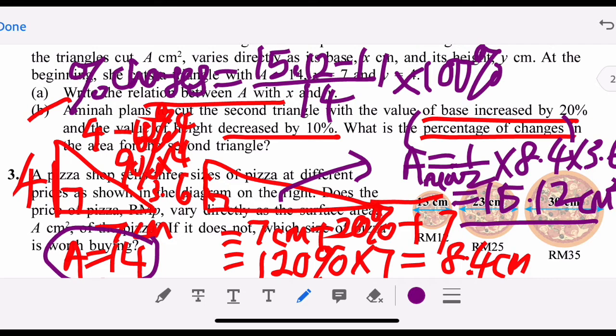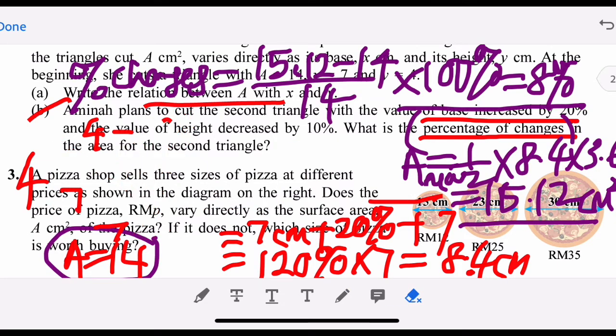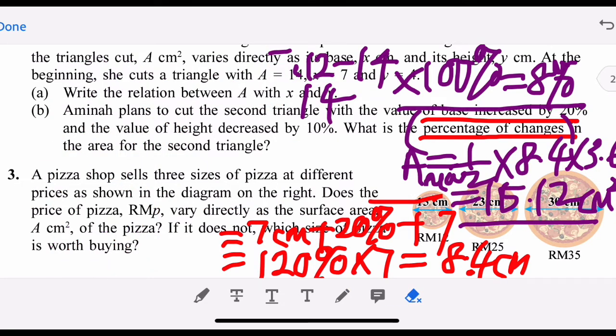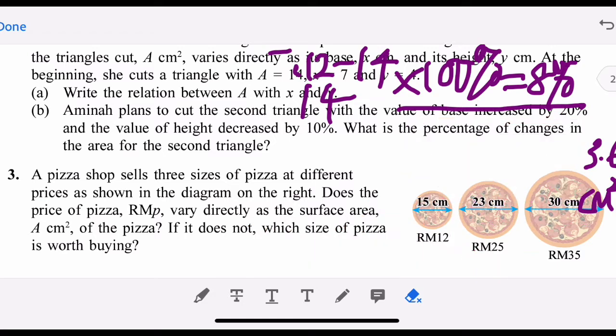So let's see, 15 minus, this is 14, sorry. Again, 15 minus 12 minus 14 over 14 times 100%. So the answer is 8%, right? This is the percentage increase, which is 8% increase if the base increased by 120% and the height decreased by 10%. So the area will increase by 10%.